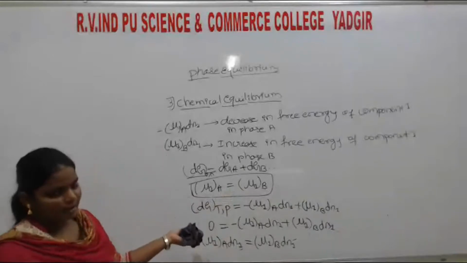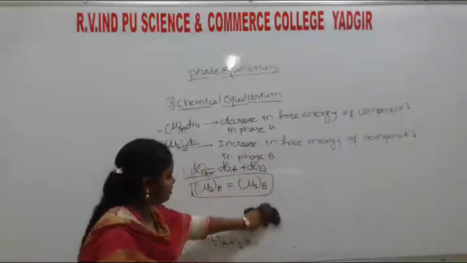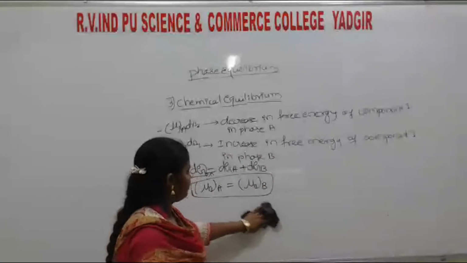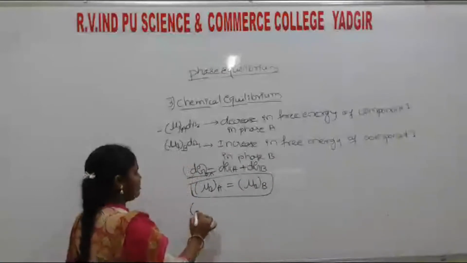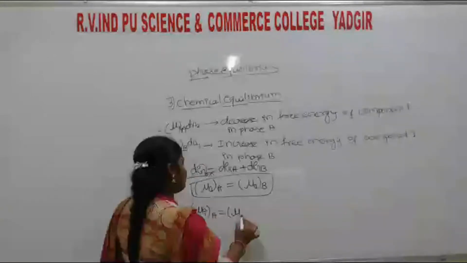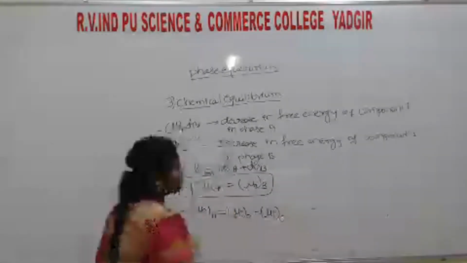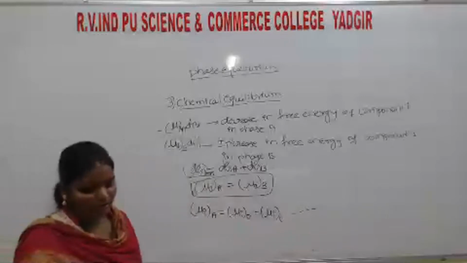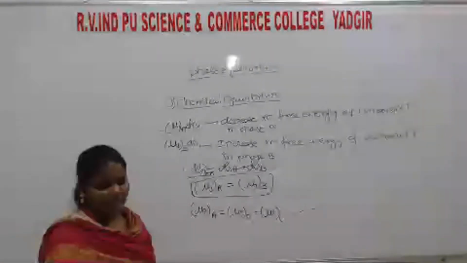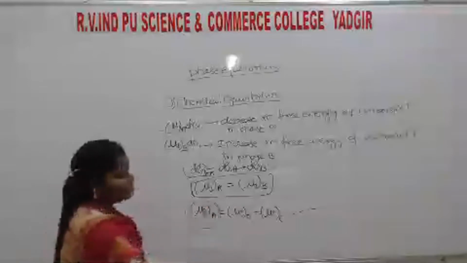You have to take another phase, A, B, C. In general, for component i, mu iA equals mu iB equals mu iC. This is chemical equilibrium. For a multiphase system at equilibrium, the chemical potential of a component i is the same in all the phases.